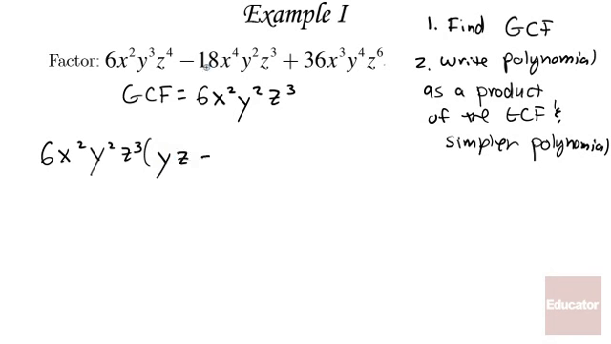If I take 6 out of 18, 6 times 3 is 18, so I'm left with a 3. X squared out of x to the 4th leaves me with an x squared. Y squared, no y's left. And z cubed, no z's left.